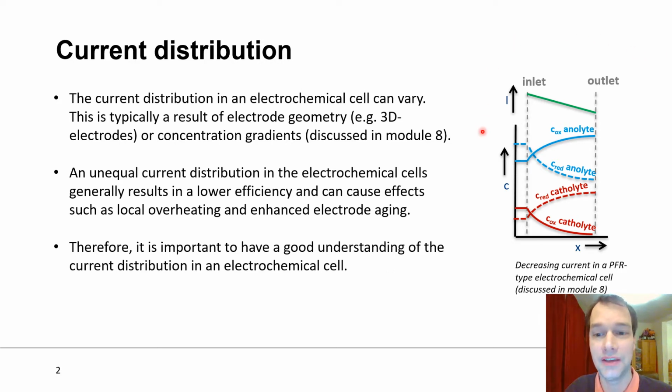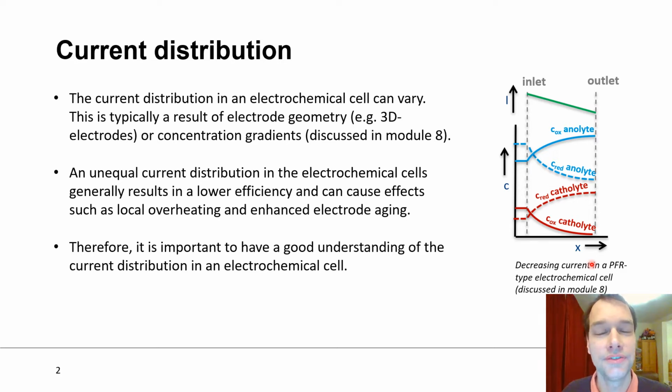And you see here a picture on the right, and we will discuss this much further in Module 8. Now, an unequal current distribution can be an issue in electrochemical cells because it can potentially lead to local overheating or electroaging, which are undesirable. Often it's also unavoidable. So with these 3D materials, you just have an unequal current distribution.